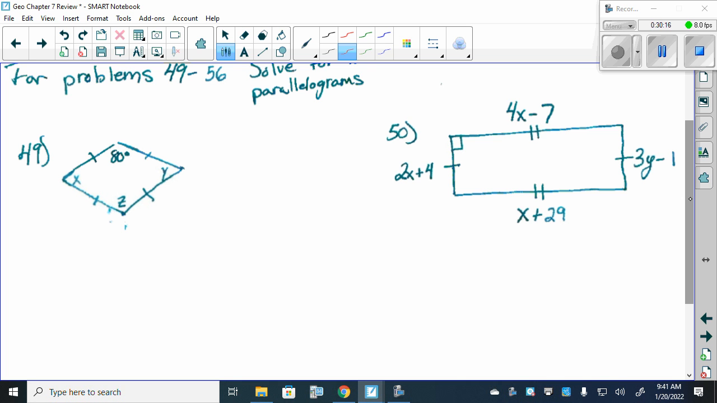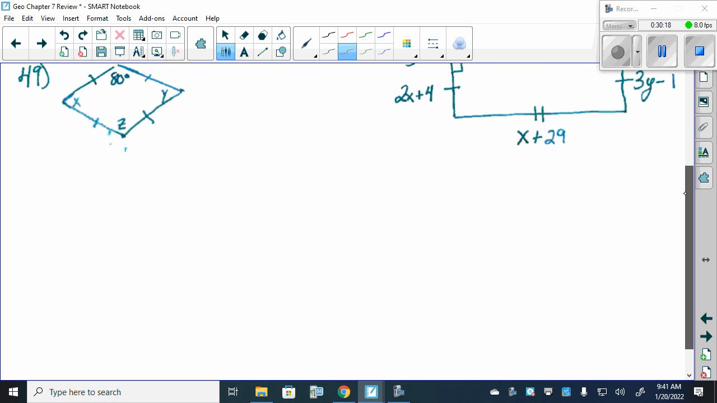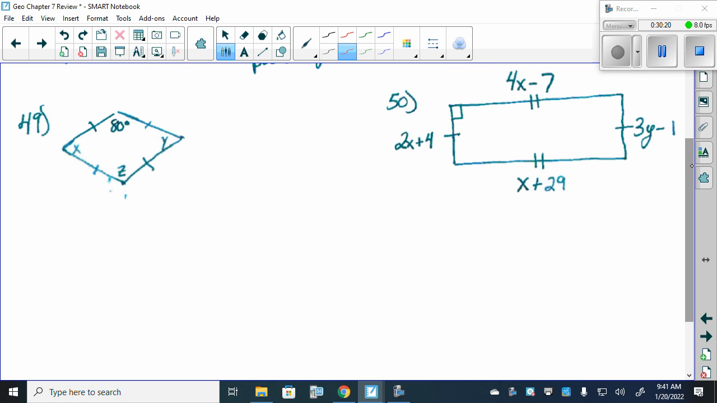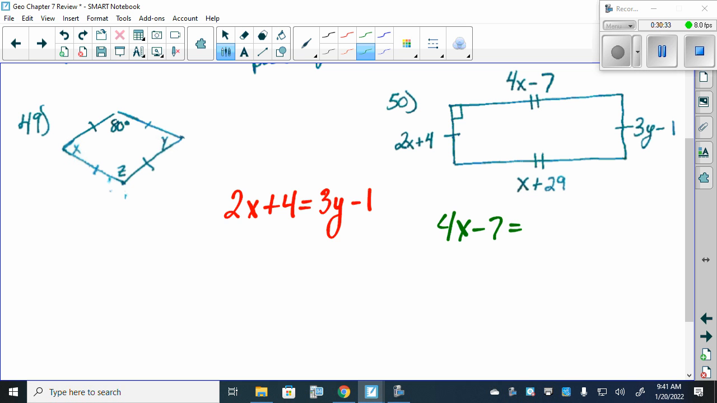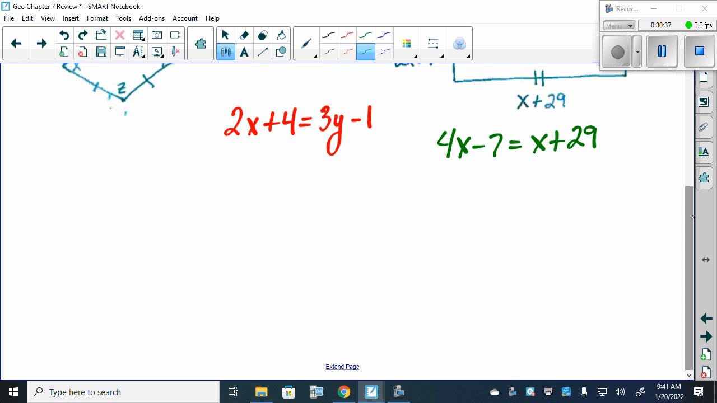So 50, we know that the opposite sides are going to be congruent. So 2x plus 4 equals 3y minus 1. And 4x minus 7 is equal to x plus 29. Now we can't solve the one that I wrote in red because we have two variables. We have x and y, yes? But the one in green only has one.